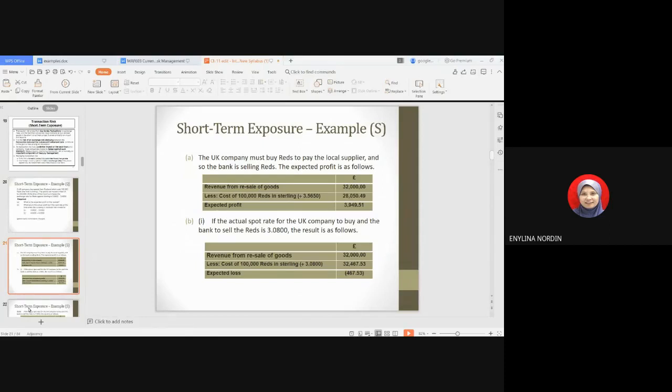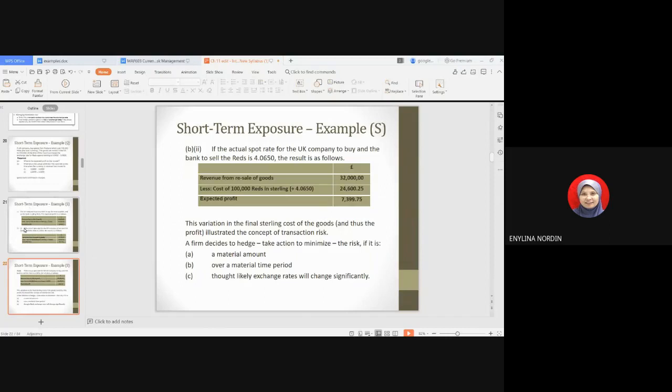So it's just a simple example, actually. Okay, I think you can go through it. If you don't understand, you can ask me later on.